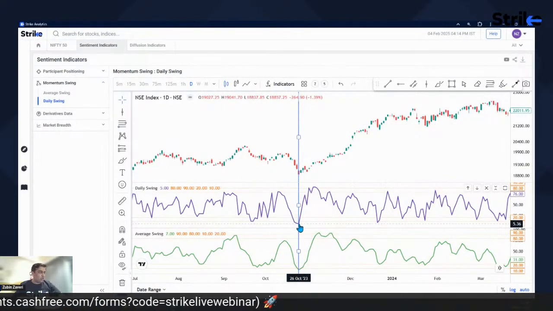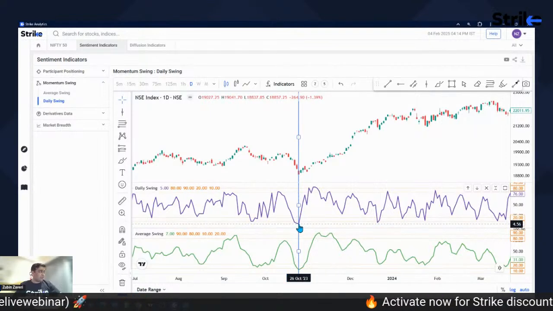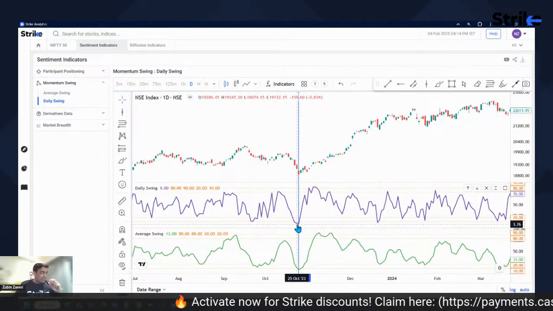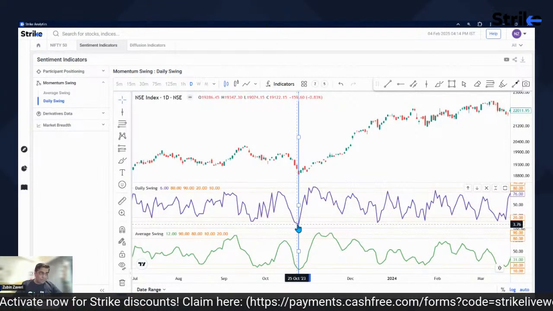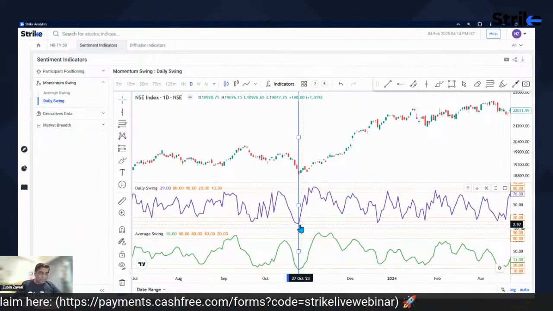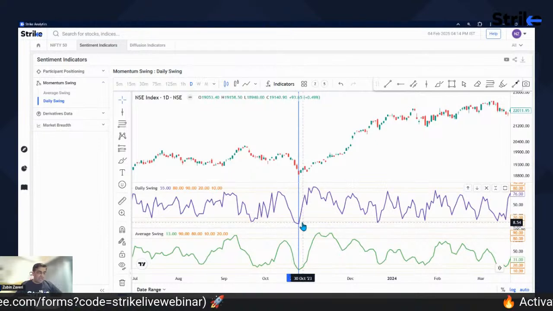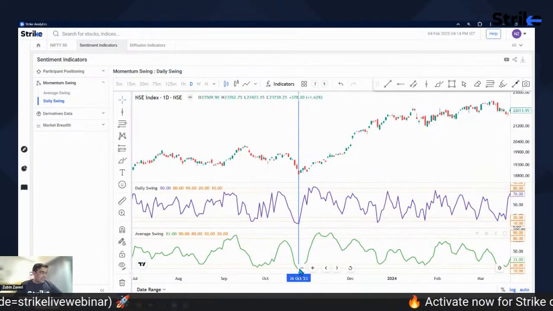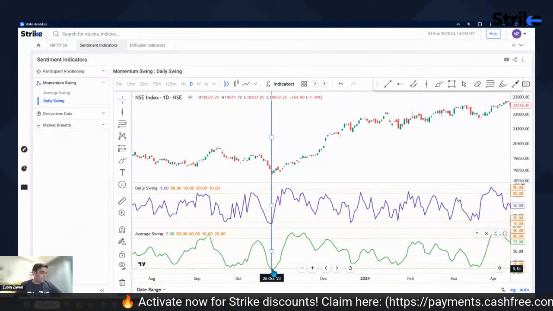Their reading was 5. That means the daily swing indicator was 5 over here. It means that only 5% of the stocks had their RMI increasing. So it's extremely oversold; 95% of the stocks had their RMI decreasing. So this is regarded as an oversold market. And the average swing indicator also went below 10 over here.